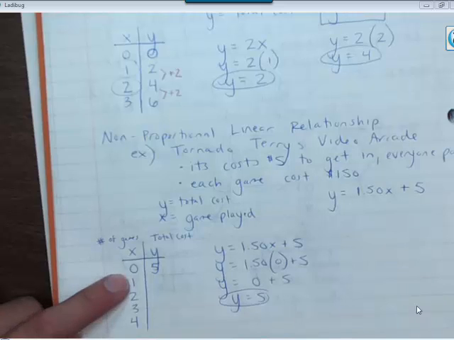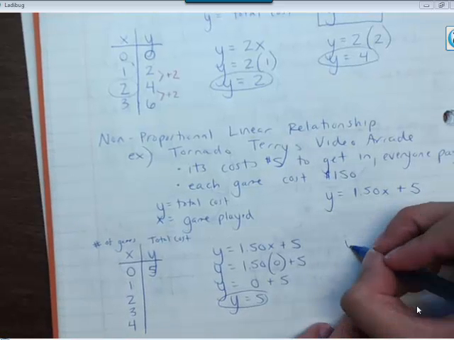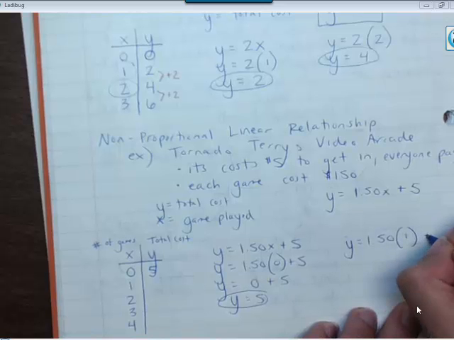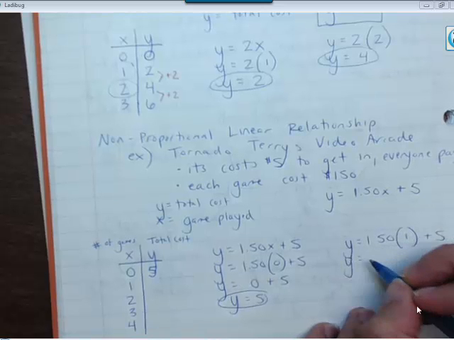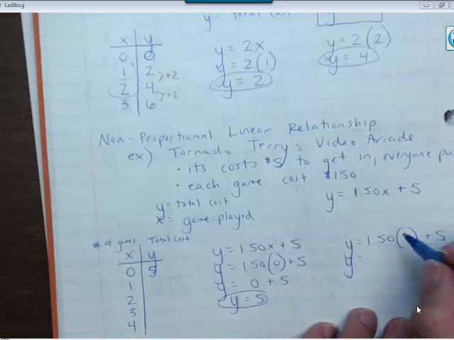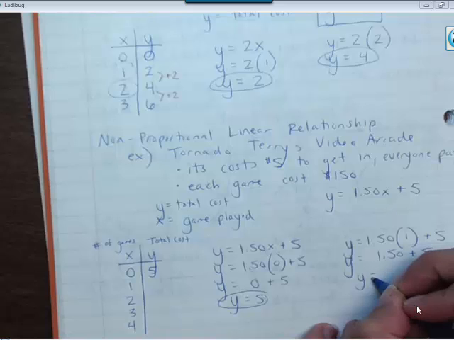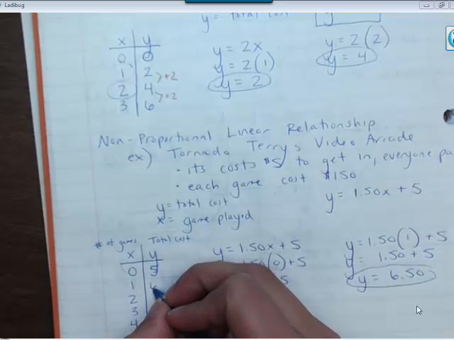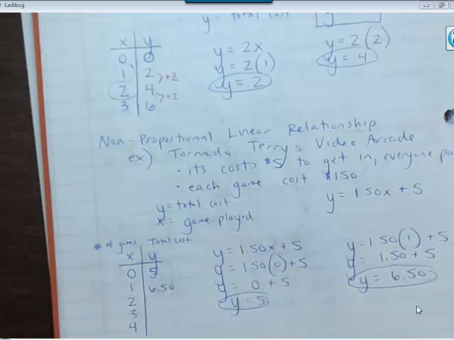If I play one game, Y is equal to 150, plug in one game, plus 5. I use PEMDAS to solve, so 150 times 1 is 150. And I'm going to add my $5. So if I play one game, the total amount of money I'm going to spend is $6.50.